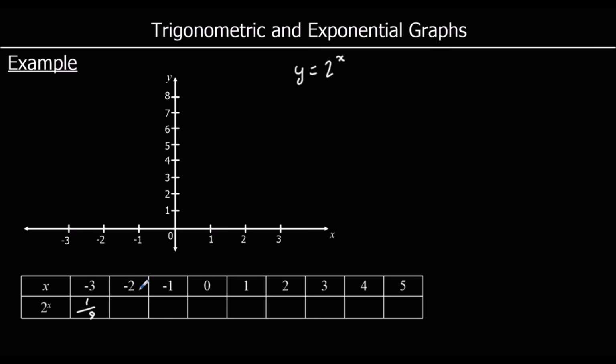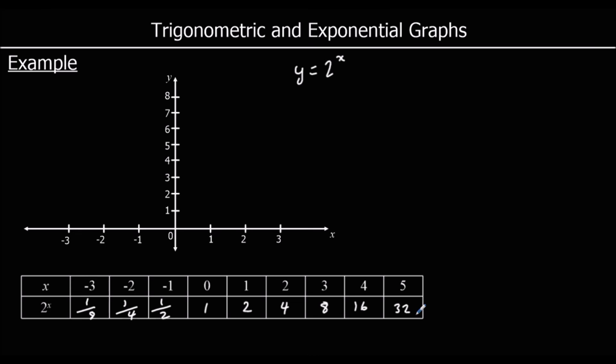2 to the power of negative 2 is 1 over 2 squared, which is 1/4. 2 to the power of negative 1 is 1/2. 2 to the power of 0 is 1. 2 to the power of 1 is 2. 2 squared is 4. 2 cubed is 8. 2 to the power of 4 is 16. 2 to the power of 5 is 32.